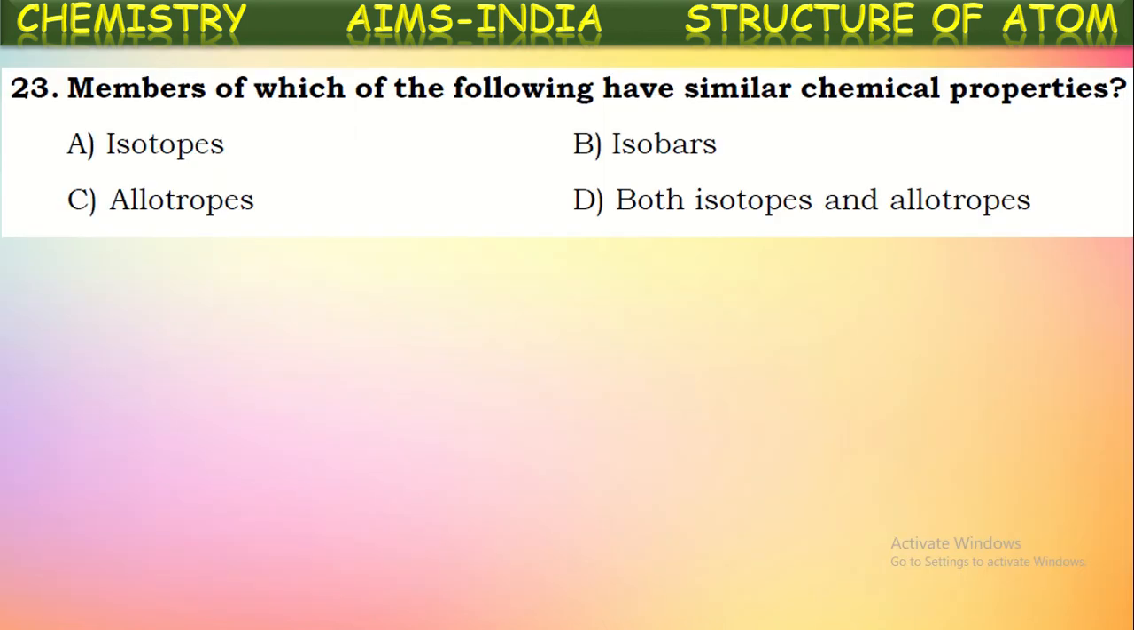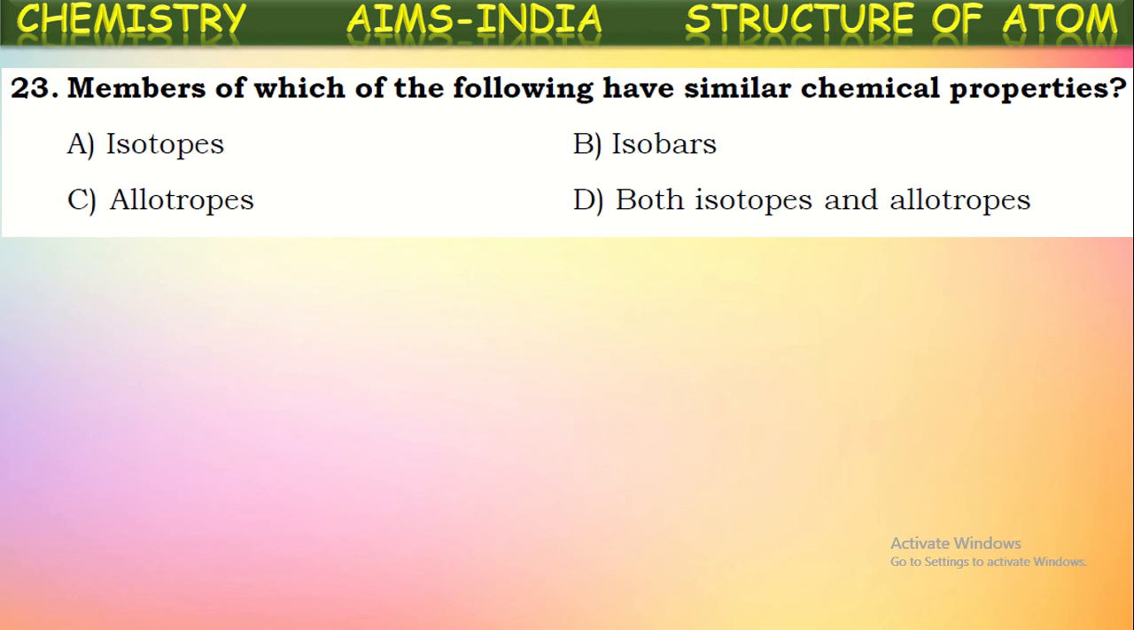Members of which of the following have similar chemical properties? Isotopes, isobars, allotropes, both isotopes and allotropes. Generally, isotopes of an element have the same atomic number, so their electron configurations will be the same, so they show similar chemical properties. Even allotropes also, we don't know actually about the allotropes. Allotropes means the existence of an element in more than one physical state with the same chemical properties is called allotropy, and those physical forms are called allotropes.